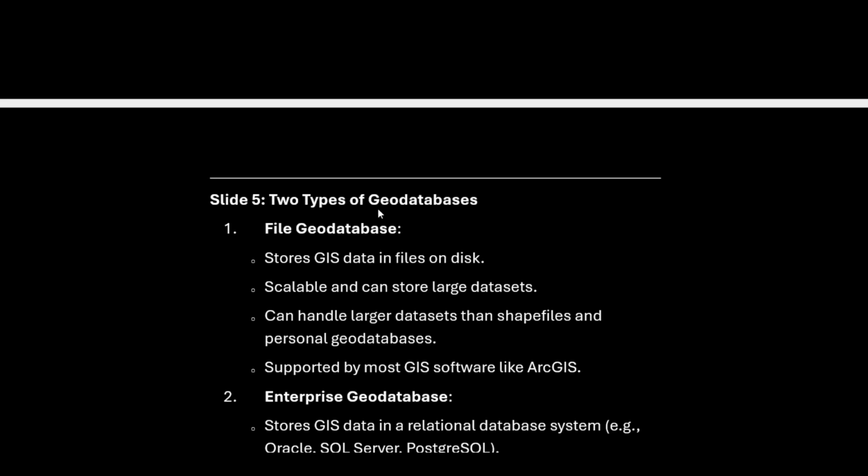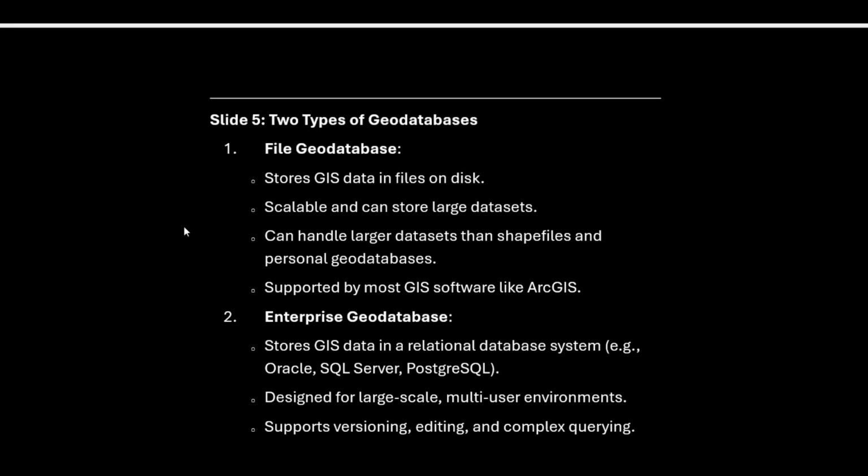Slide 5, two types of geodatabases. So in GIS, you can store your data in folders. You can also store it in what's called a geodatabase. The geodatabase is just a container that can hold your data, and we will be using these. The symbol for it looks almost like a can of tuna or something. But it's just a container, and it holds our data.